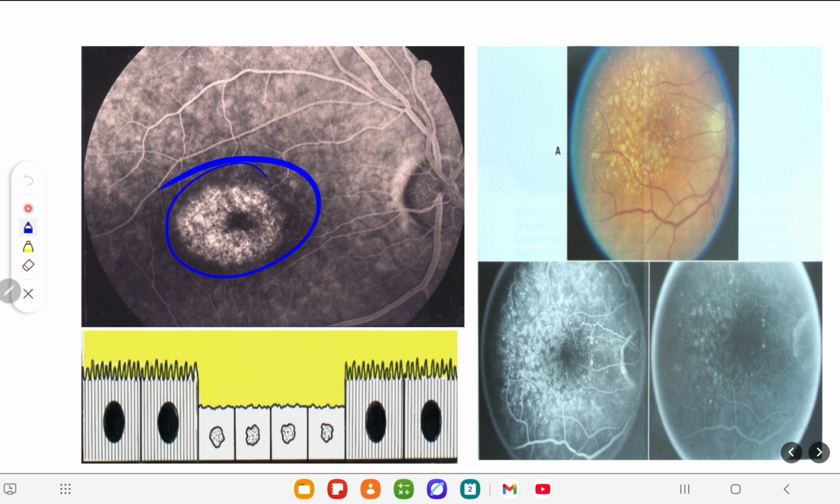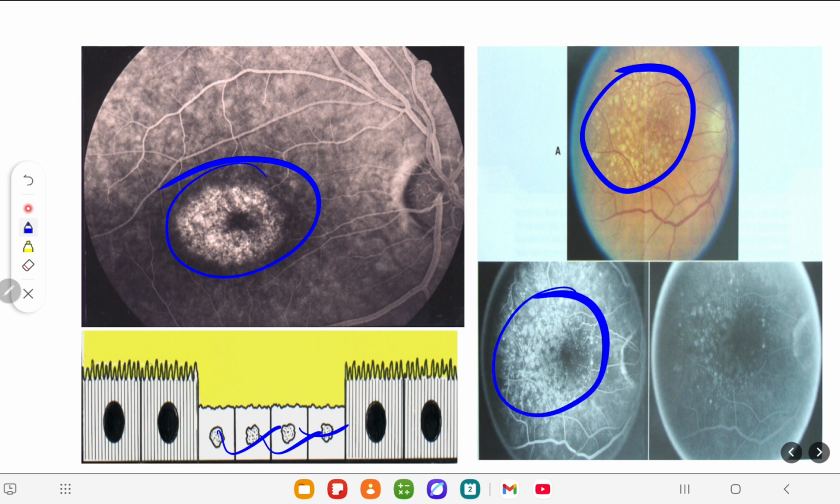See, this is basically RPE atrophy, and then in case of drusen you'll see clear hyperfluorescence, isn't it? Even in a slightly later stage. So that's what I wanted to discuss.